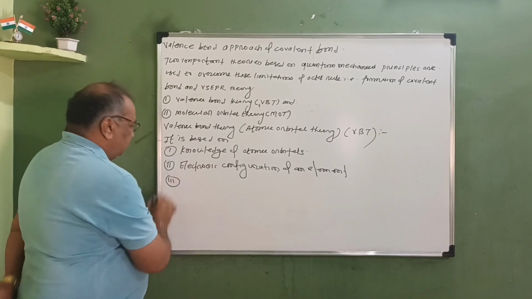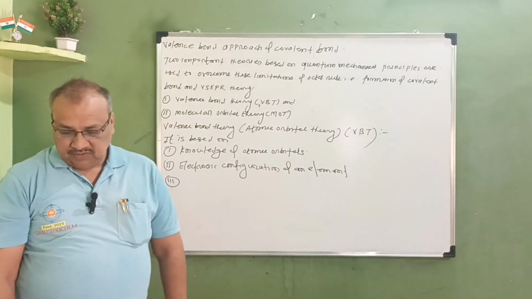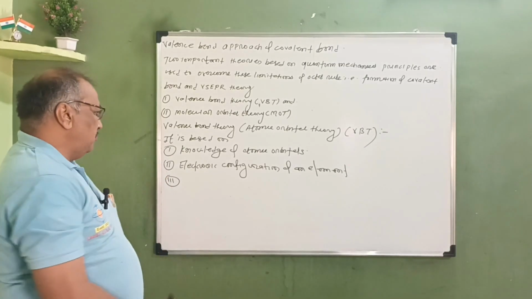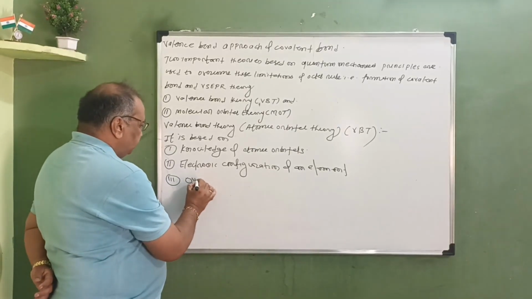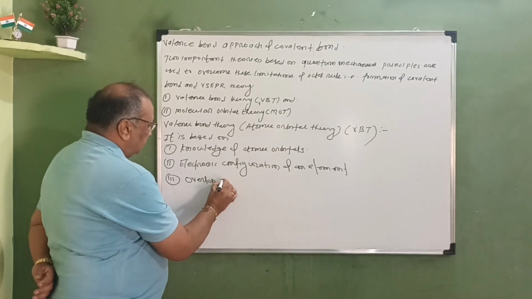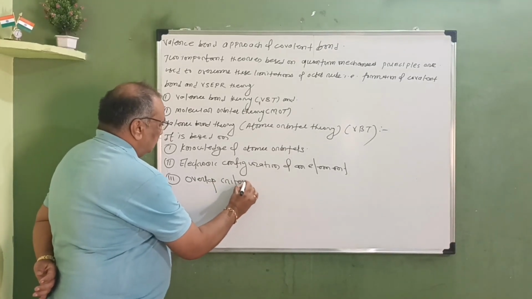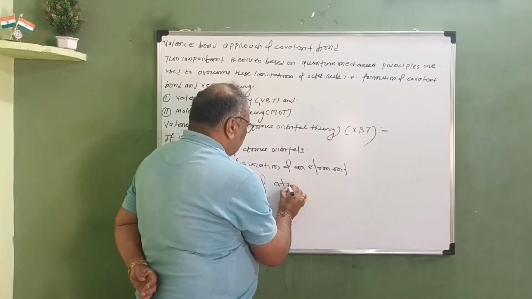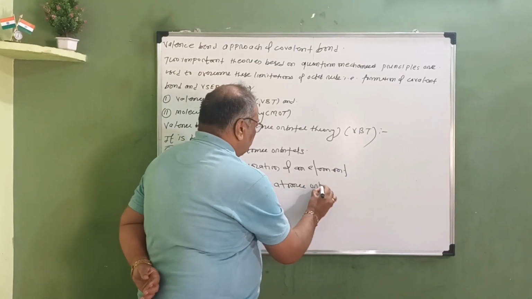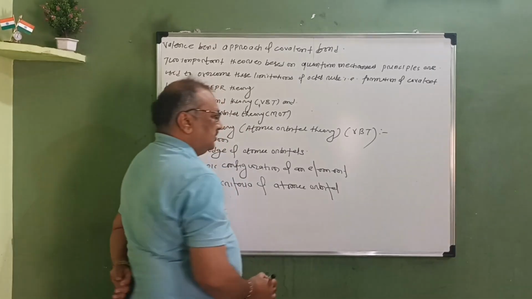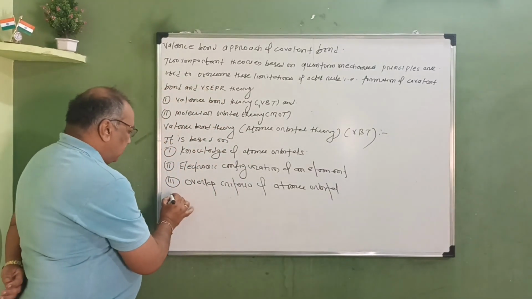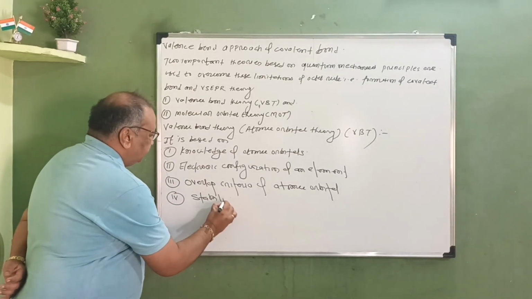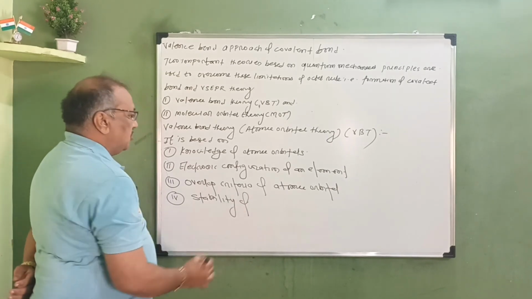Number three, overlap criteria of atomic orbital, and number four, stability of molecule.